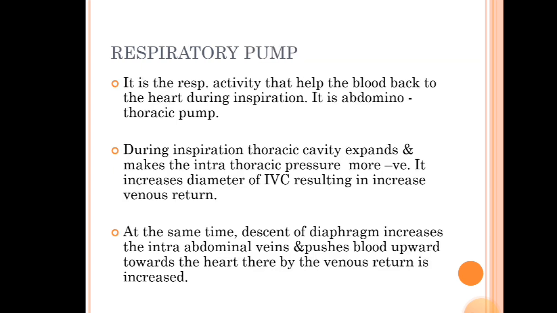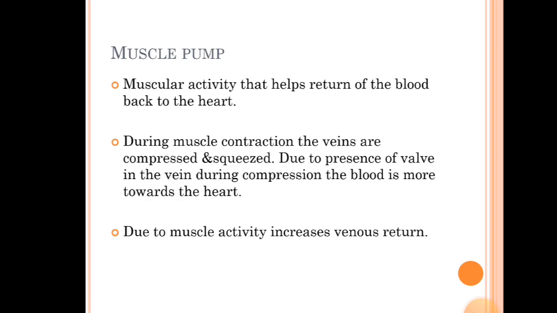So respiratory pump means the respiratory activity which helps blood back to the heart during inspiration, which is the abdominothoracic pump. During inspiration, the thoracic cavity expands and makes the intrathoracic pressure more negative. So it also increases the diameter, resulting in increased venous return. Also, descent of the diaphragm increases intra-abdominal pressure and pushes blood upward toward the heart, so venous return is increased.